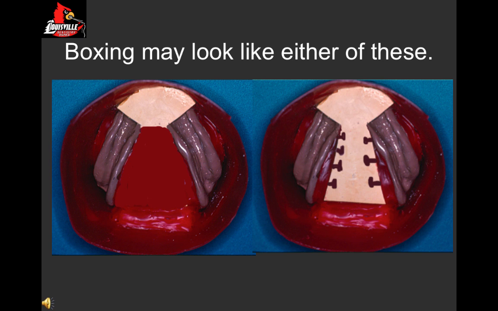Your final boxing may look like either of these casts shown above. The one on the left is where you kept just the anterior segment of your original cast. The one on the right is where you cut them and left the middle section of the cast up through the middle of the impression that you have.